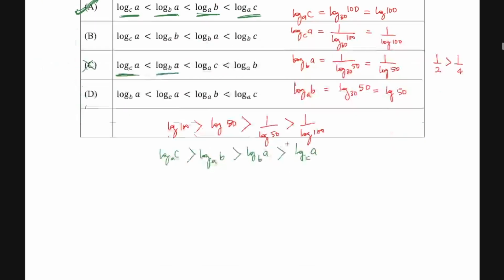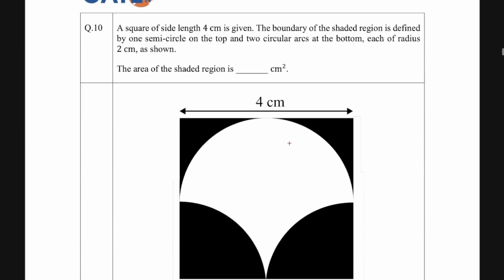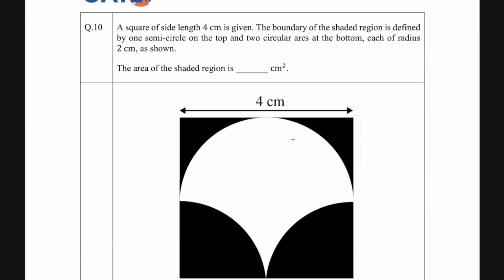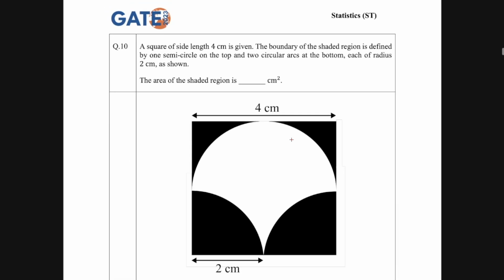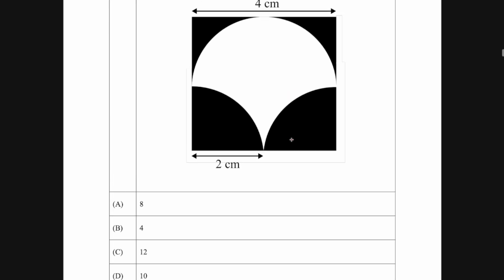Understood? Okay, let's take the last question. It says that a square of side length 4 cm is given. The boundary of the shaded region is defined by one semicircle on the top and two circular arcs in the bottom, each of radius 2 cm as shown. The area of shaded region is how much? I'll just zoom it up. So these are your options now.